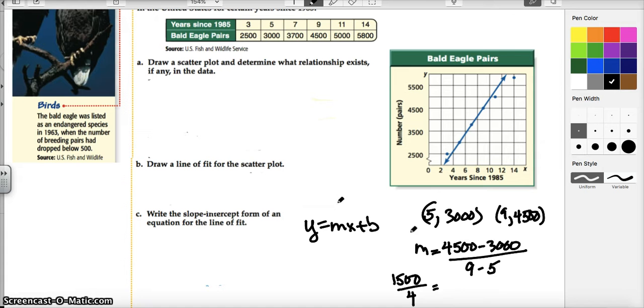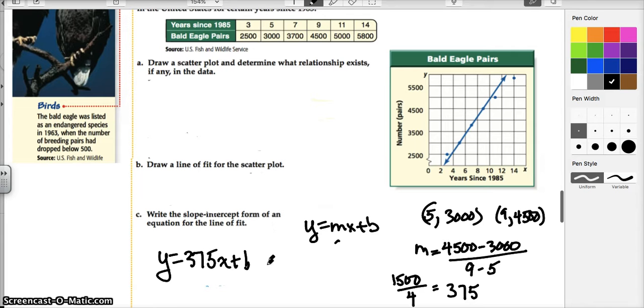And I can reduce that. 4 goes into 1,500, 375 times. So my slope is 375. So far I can say y is equal to 375x plus b, and now I need to figure out what that b is.